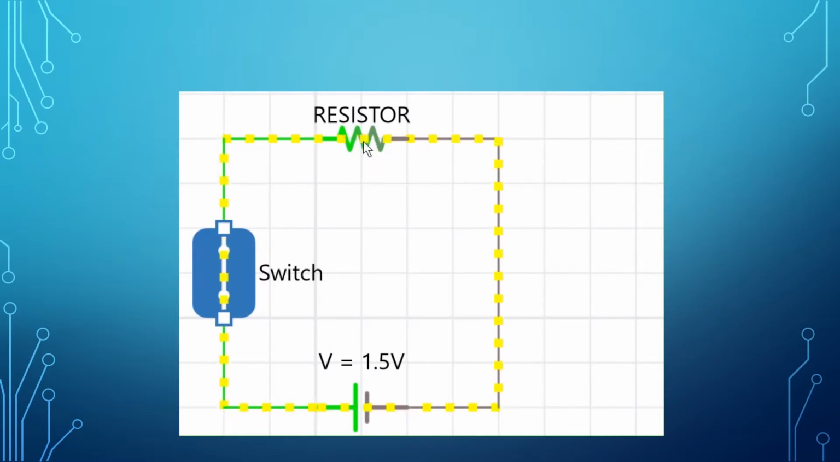Electrons are flowing through the resistor, which, what does the resistor do again? Yes, that's right. It restricts current flow. So we will see the current being reduced as it flows through this circuit. All right?